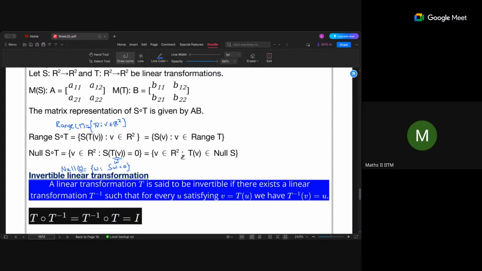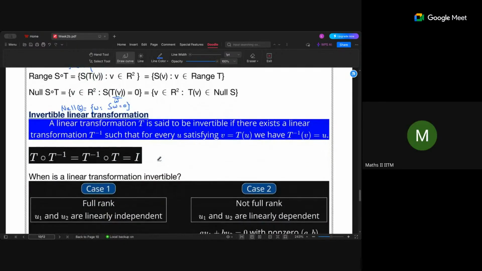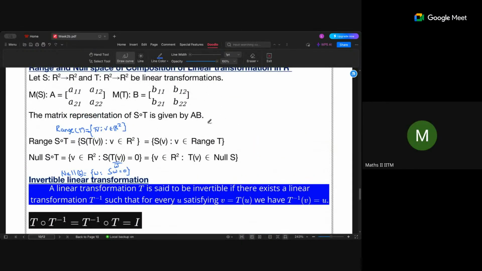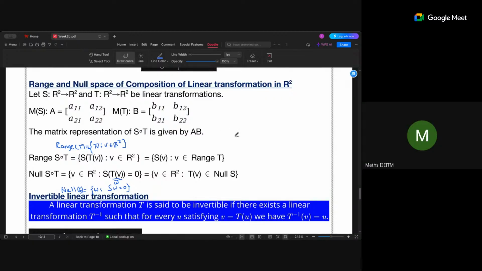So here what they have done, they have said that the set of all W such that W is this T of V, which is in the null space of S. Instead of writing S of T of V, they are just rewriting the set. Don't worry too much about this rewriting. Okay, fine. So this is what is meant by composition of linear transformations. If you want, maybe we can do one simple example.